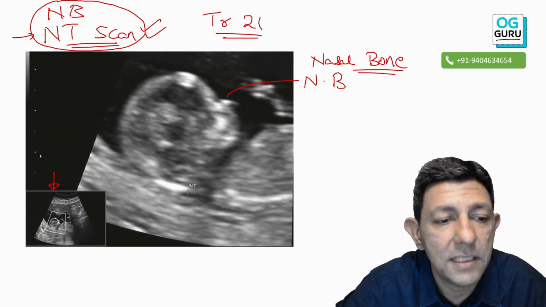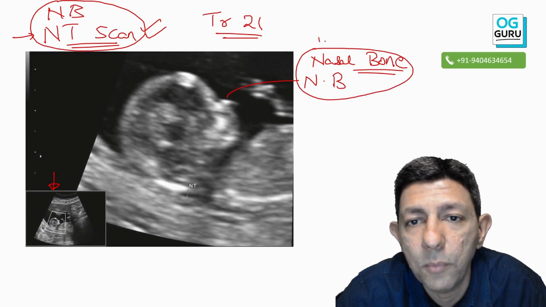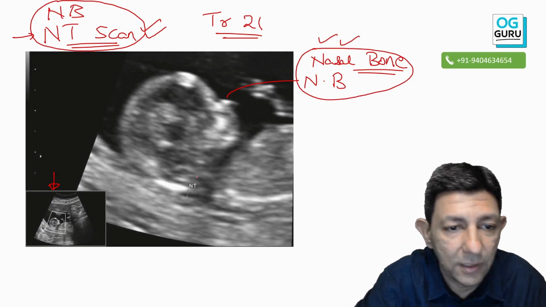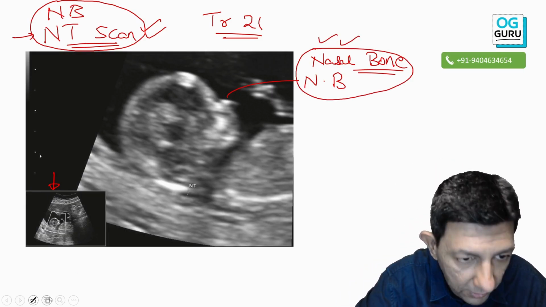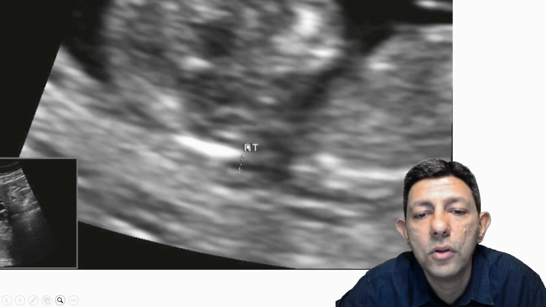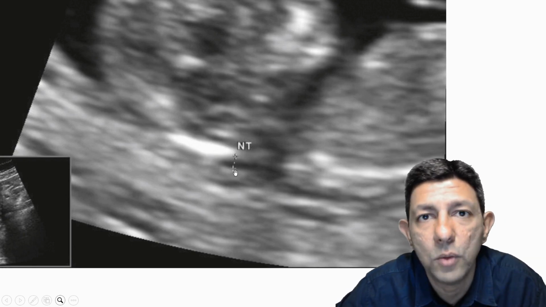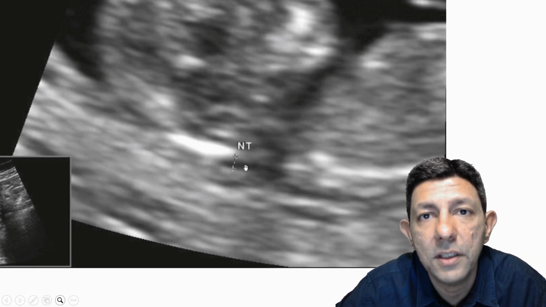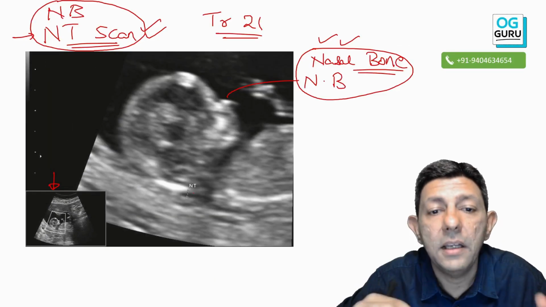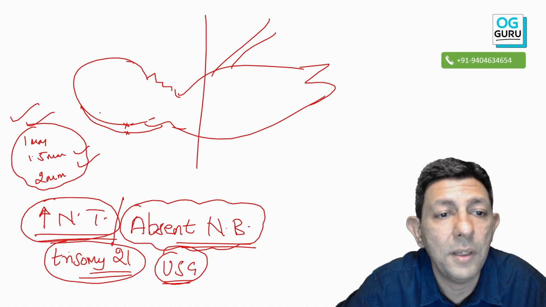So here you can see that the nasal bone is present. So nasal bone is also okay. And this, my dear student, if you zoom in, you can see over here. This is what I was talking about, this translucent space. This is NT. They'll tell you this is 1 millimeter, 2 millimeter. So this is normal. If it is increased NT, it will be like a very big space. So it will not be like this.